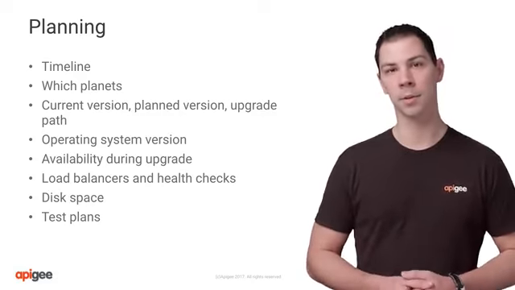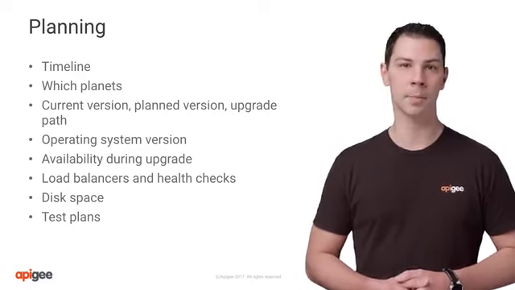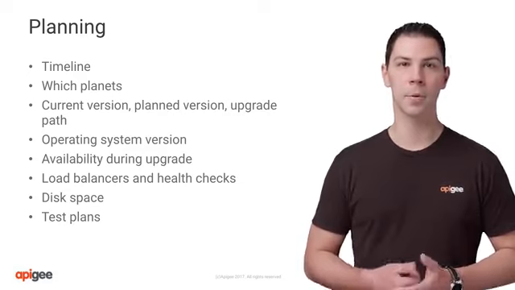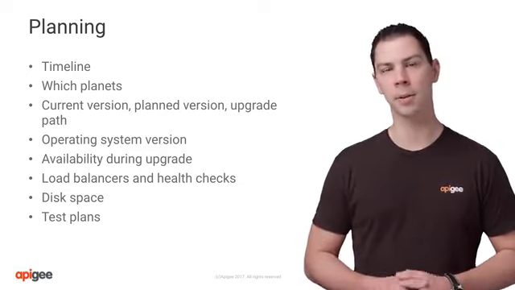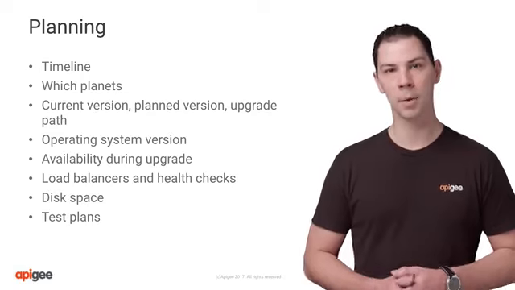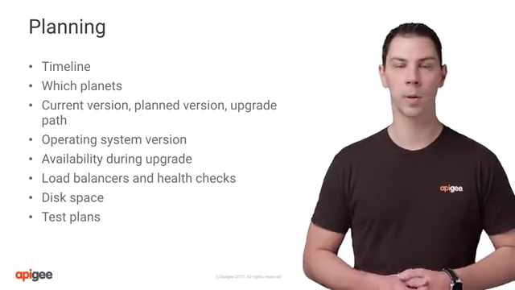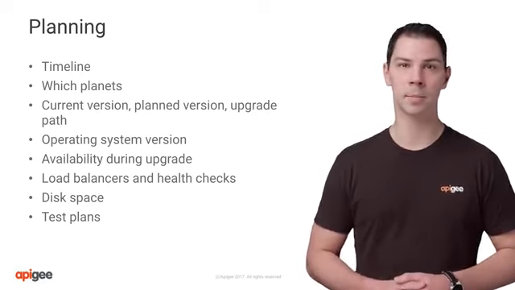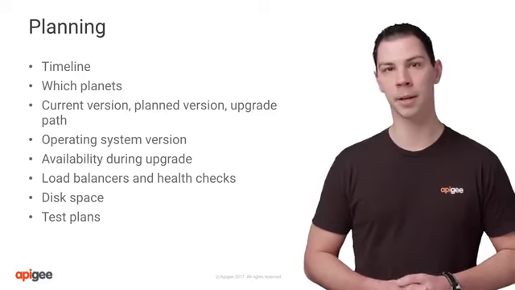What is the current version of the operating system, and is it supported by the new release? What are the availability requirements during the upgrade process? How are virtual hosts and Apigee UIs configured on load balancers, and how are health checks performed? How much disk space is available on the hosts that will be upgraded? What are the pre- and post-upgrade testing plans for API proxies? What is the post-upgrade testing plan for the Apigee Planet?